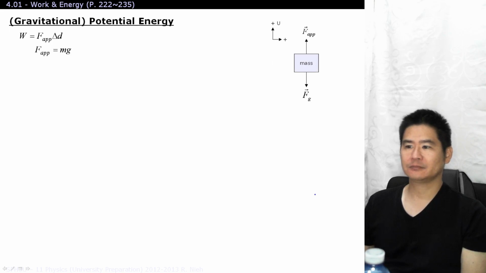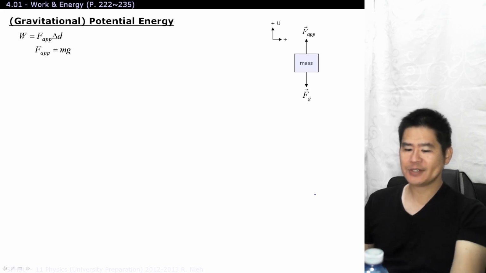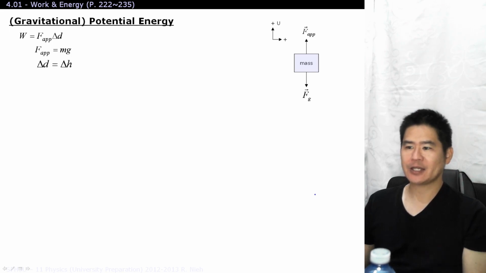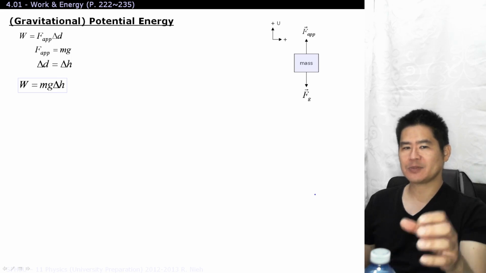All right, so let's go and calculate gravitational potential energy. What is a numerical value? We'll start off with the definition of work, force applied times distance, and the force that is being applied in lifting something up is equal to mass times gravity. So we have a formula of work is equal to mg delta d, but since this is lifting it up vertically, why not just call it height instead? And that's why the formula looks like this in your textbook. Work is equal to mg times delta h.